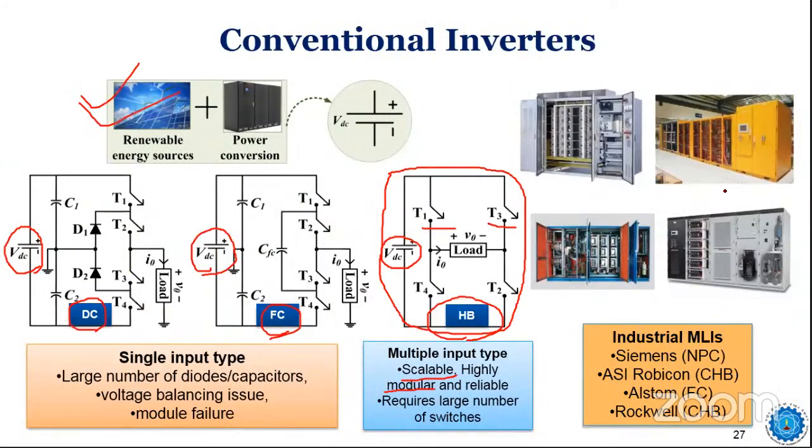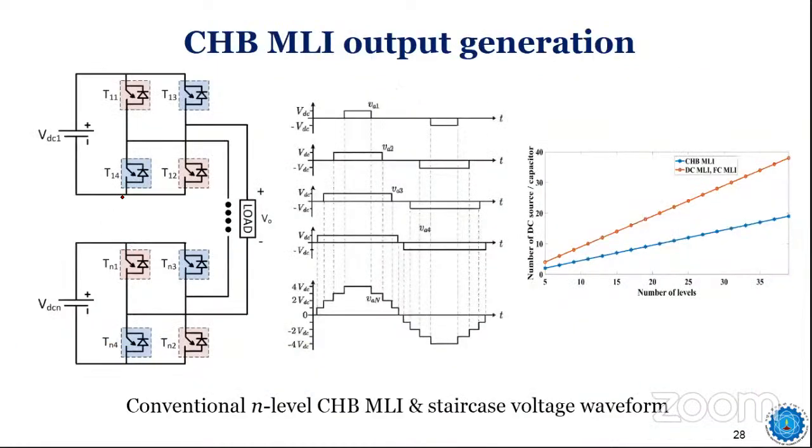You can see some of the industrially used inverters. Siemens, ABB, Rubicon, Alstom, Rockwell, all have developed different types: NPC, neutral point clamped type, cascaded H-bridge type, and flying capacitor type. These three conventional multi-level inverters are the most widely used in industries as well as commercial systems, right? But why is the research still going on? That is to reduce the number of switches, or to make the inverter compact, you can understand.